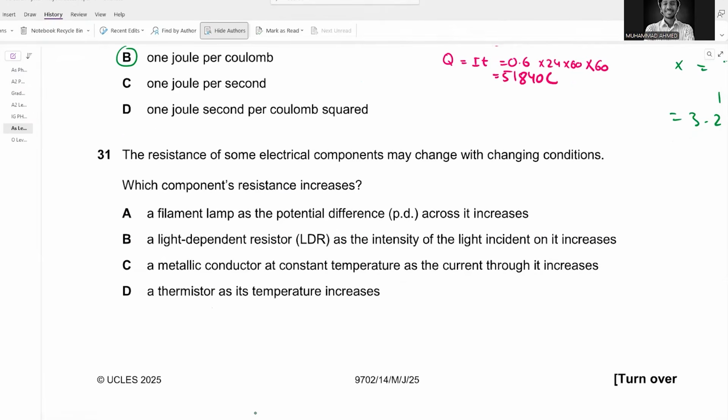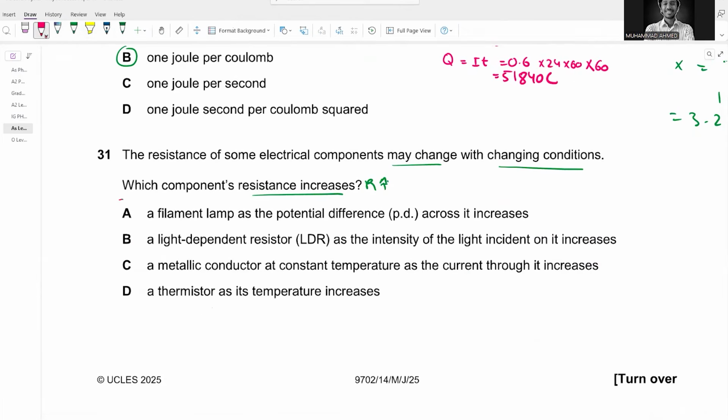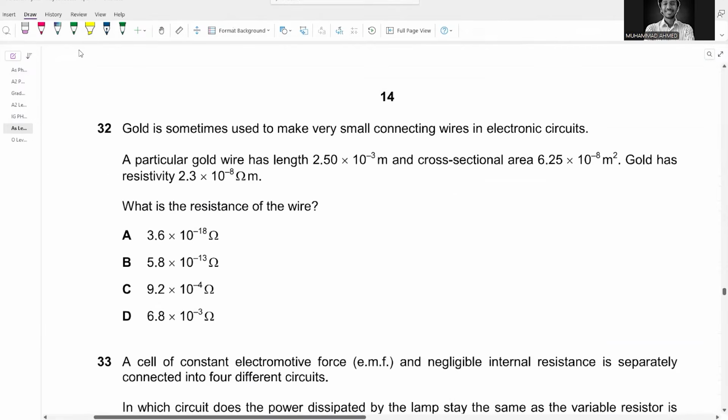The resistance of some electrical components may change with changing conditions. Which component's resistance increases? किस component की resistance increase करती है? A filament lamp as the potential difference across it increases. बिल्कुल सही बात है बेटा. एक फिलामेंट लैम्प के अक्रॉस अगर पोटेंशियल डिफरेंस इंक्रीज कर रहा है, वोल्टेज इंक्रीज कर रहा है, टेम्परेचर विल इंक्रीज. As the temperature increases, resistance will increase. Is your answer. Let's move ahead.